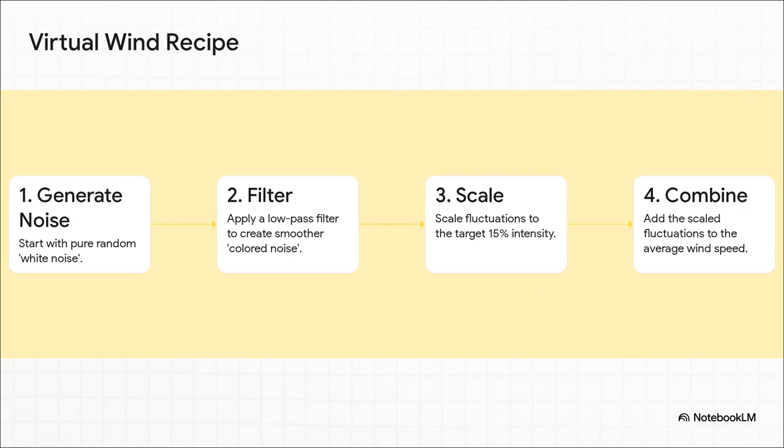So let's put that all together. The recipe for virtual wind is really just 4 simple steps. Step 1, you start with that raw, staticky randomness. 2, you smooth it out with a filter. 3, you scale it, you dial it into that 15% intensity we talked about. And finally, 4, you add it on top of your average wind speed, and boom, just like that, you've got a realistic gusting wind signal all ready to go.